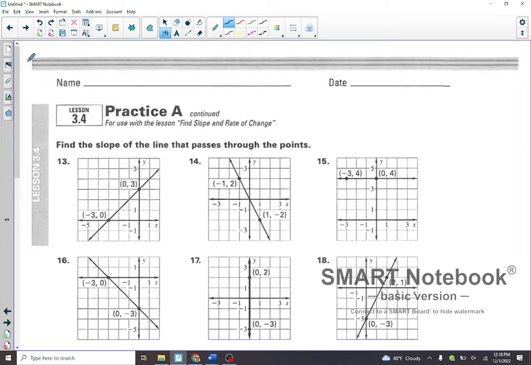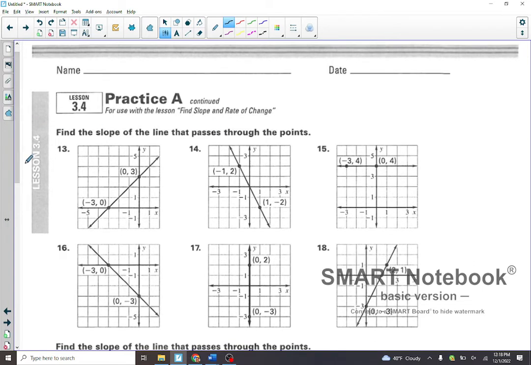All right. Number 13. So this is on the exact back of the page, so don't go to the next actual paper. Find the slope that passes through this line. The equation for the slope, you need to know this for the test. I'm not telling you this on the test. y2 minus y1 over x2 minus x1.